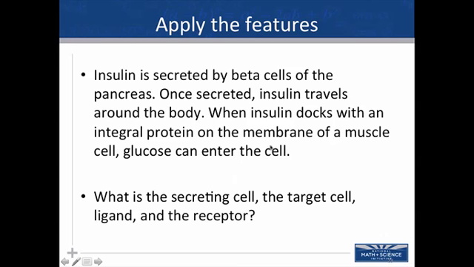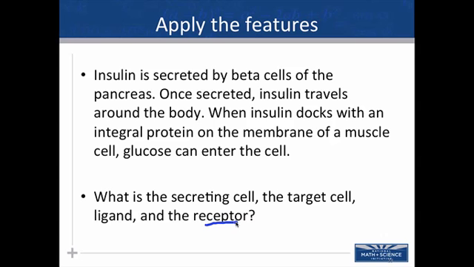How about the target cell? Where's our insulin going? In this case, it's going to a muscle cell. Insulin actually has a variety of target cells in the body, but in this specific example, the target cell is a muscle cell. The ligand in this case, you have to think about what was a ligand. The ligand in this case is the actual signal, or the chemical, the hormone, and in this case it's going to be insulin.